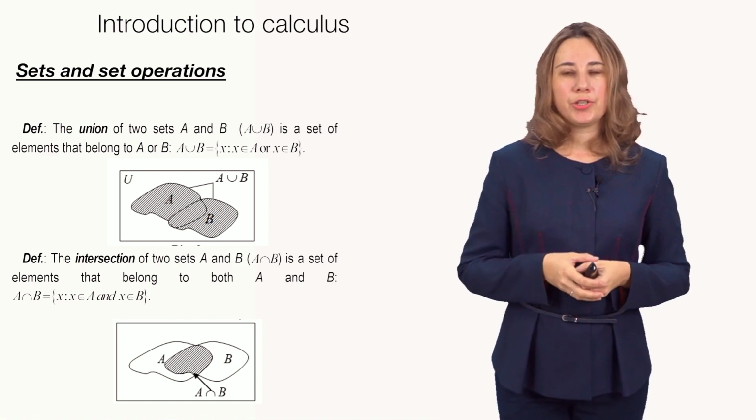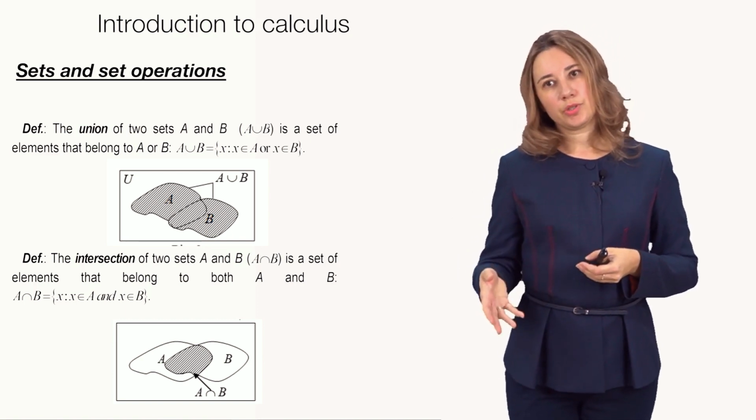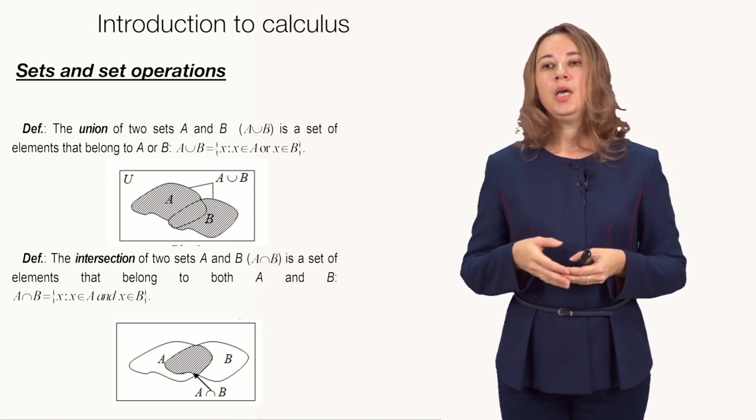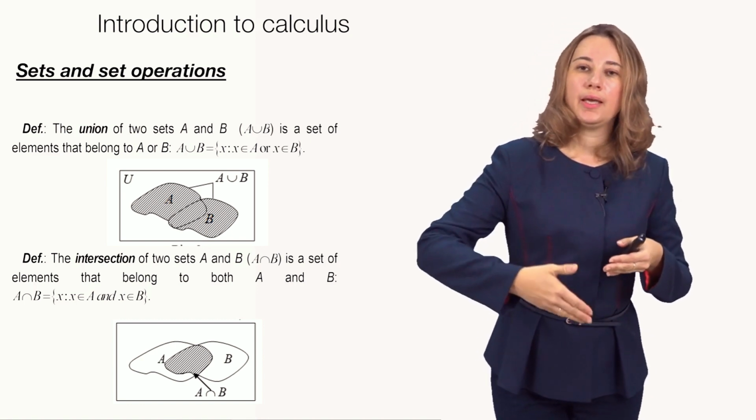The next operation is the intersection. Well, the intersection of two sets, A and B, or A intersection B, is a set of elements that belong to both A and B.